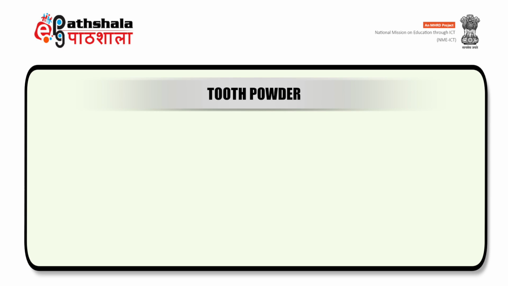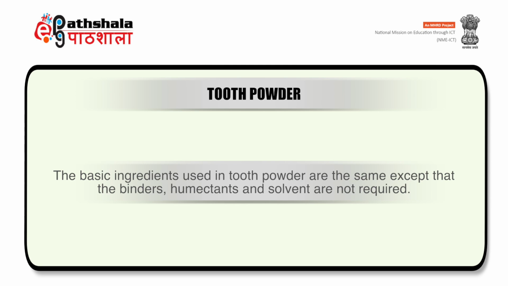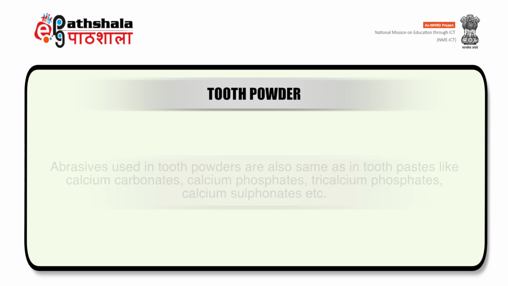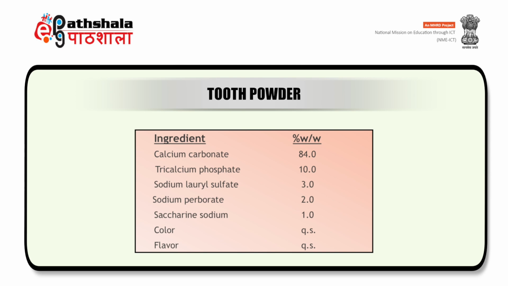Now the formulation of the tooth powders. The basic ingredients used in tooth powders are the same except that the binders, humectants and solvents are not required. The abrasives used in tooth powders are also the same as in the toothpastes, like calcium carbonate, calcium phosphate, tricalcium phosphate and calcium sulfonate. Now, the next slide shows the representative formulae of the tooth powder.